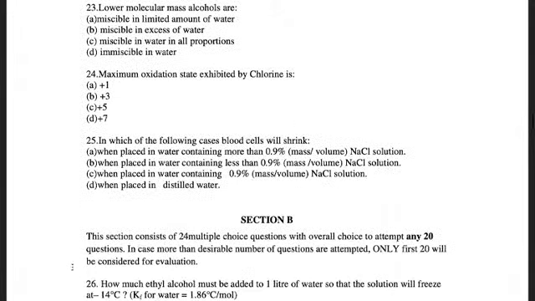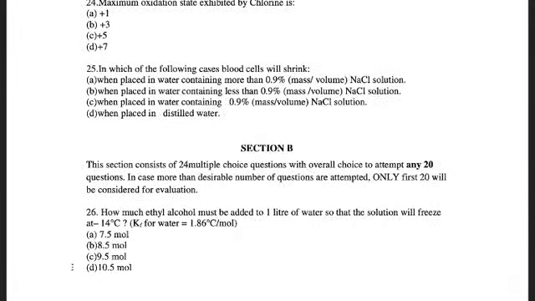Section B. This section consists of 24 multiple choice questions with the choice to attempt any 20 questions. In case more than the desirable number of questions are attempted, only 20 will be considered for evaluation.